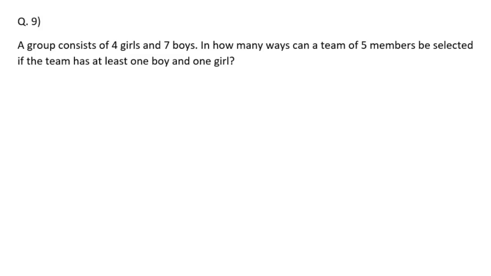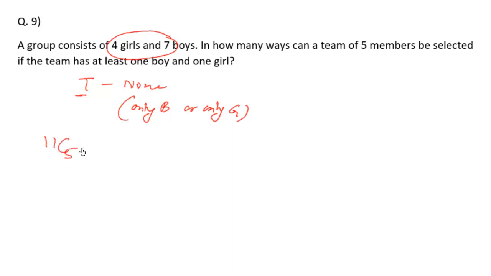Now question number 9. Here it says that a group consists of 4 girls and 7 boys. How many ways can a team of 5 members be selected if the team has at least 1 boy and 1 girl? So what we can do is that we can have total minus none. None would have 2 cases, which is the group has only boys or the group has only girls, correct? The total number of ways is simple. We have how many people? 4 plus 7, that is 11. So 11C5 is the total number of ways. From here we'll minus the cases wherein all the members are boys. So here it would be 7C5 because we have to select 5 people from the 7 boys, which on calculation we'll be getting as 441. So that becomes the right answer.